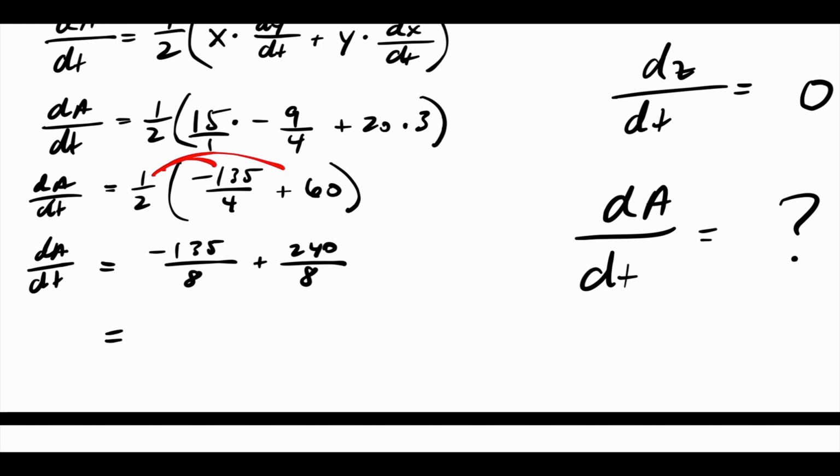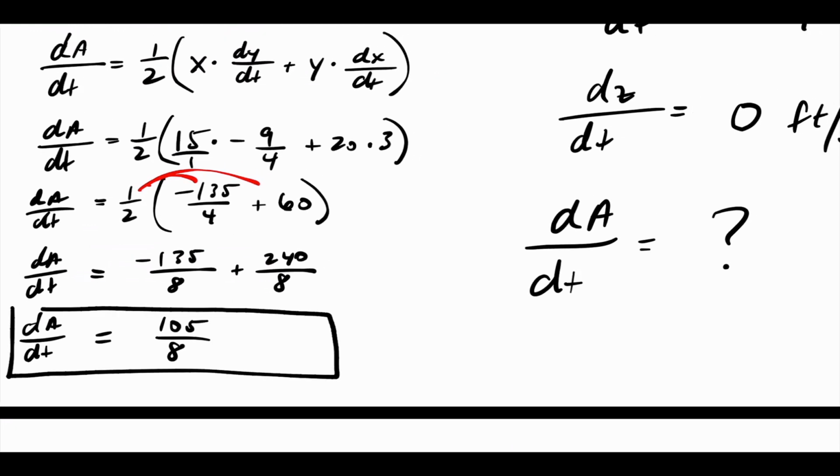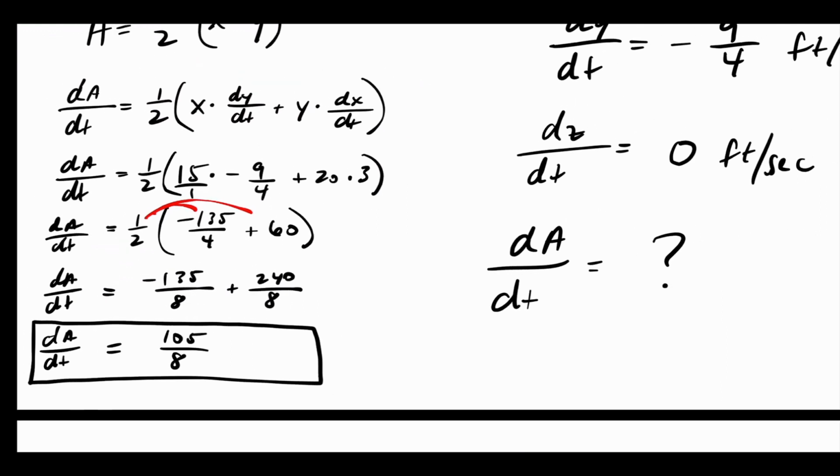So add those together and we get positive 105 eighths. I don't think it can be reduced. It's going to be a 12 or 13 around there. Okay. That's how fast it's increasing. That's how fast the area is increasing.